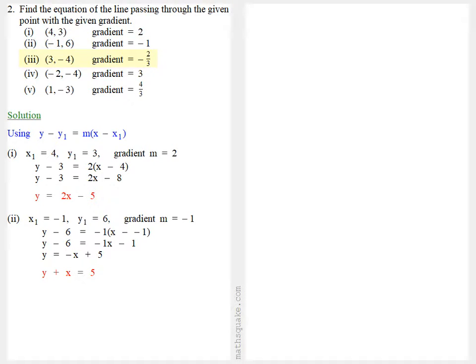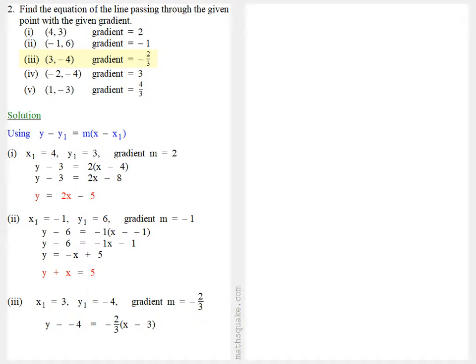In part 3, we're given the point is (3, -4) and the gradient is -2/3. So x1 is equal to 3, y1 is equal to -4 and the gradient is equal to -2/3. So substituting in the equation y minus y1 equals m into x minus x1, we have y take away -4 equals -2/3 into x minus 3.